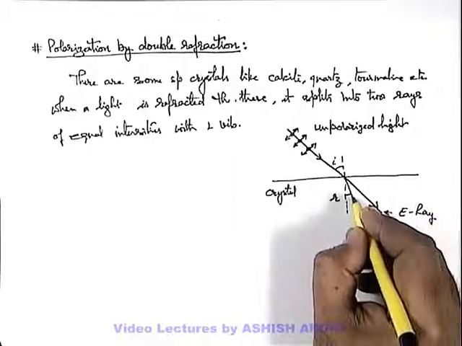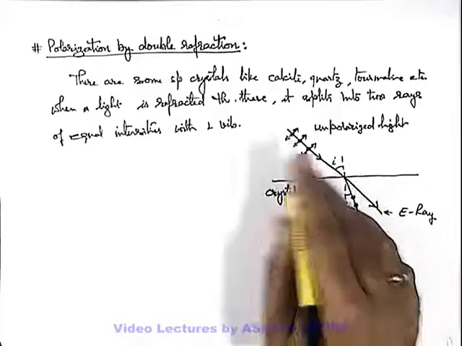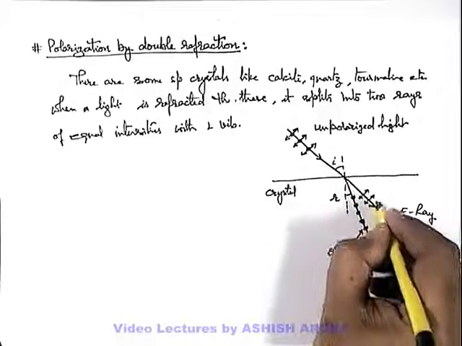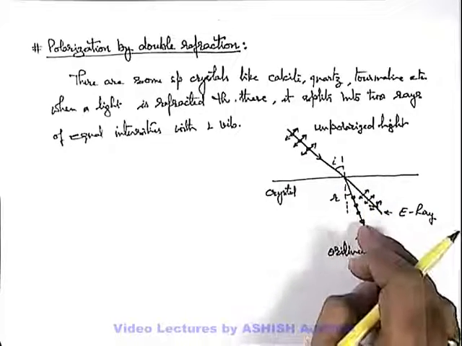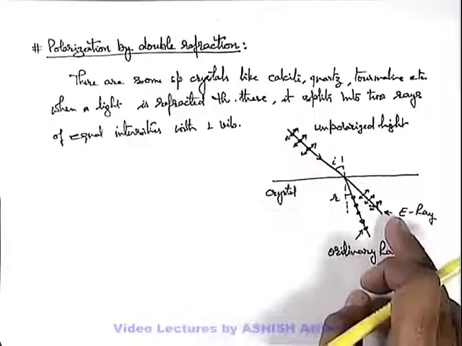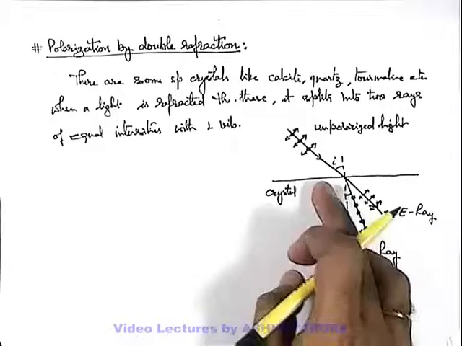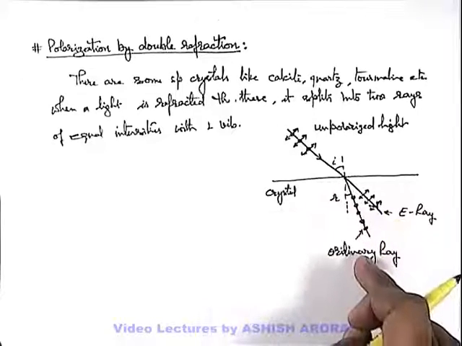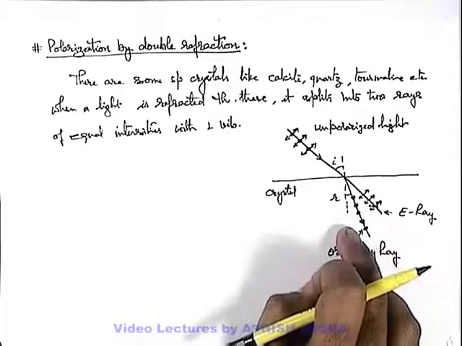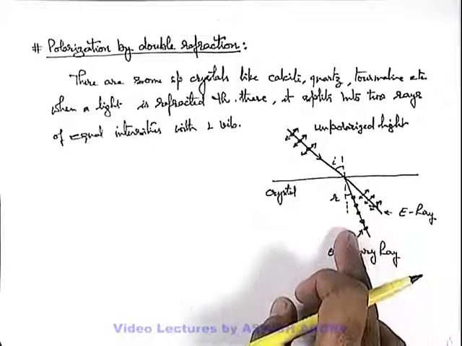Now ordinary ray is the one in which the vibrations perpendicular to the plane of incidence are passed, and extraordinary ray is the one in which vibrations in the plane of incidence are passed. So this is the way how an unpolarized light splits into two polarized lights. So one will be the ordinary ray. In some cases ordinary ray is not completely polarized, it is partially polarized, but extraordinary ray is the one which is completely polarized.